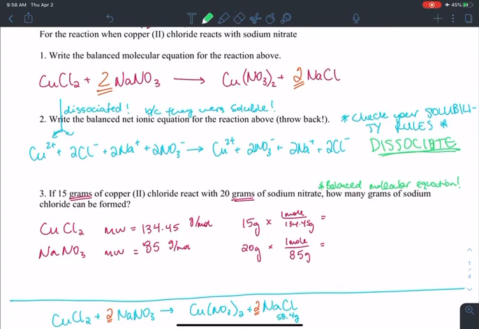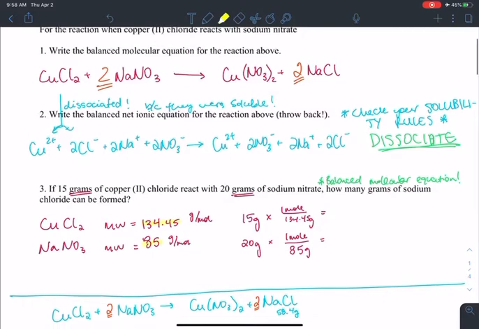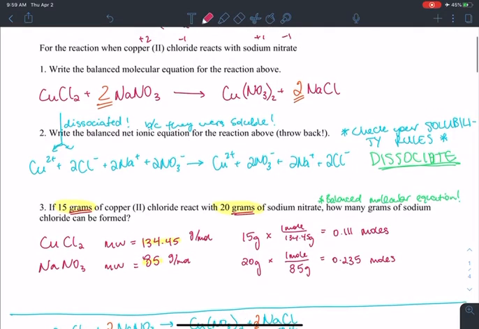And I've already given you the molecular weights for copper 2 chloride and for sodium nitrate, which makes this a little easier. So the first thing you have to do is whenever you're given gram values, when in doubt, convert those to moles. And so we're going to convert 15 grams of copper chloride to moles and 20 grams of sodium nitrate to moles. So this ends up being about 0.111 moles, and this ends up being about 0.235 moles. Whenever you're working with reactions and doing limiting reagents, you have to be working in moles.